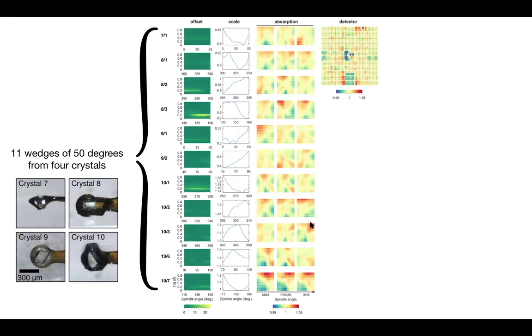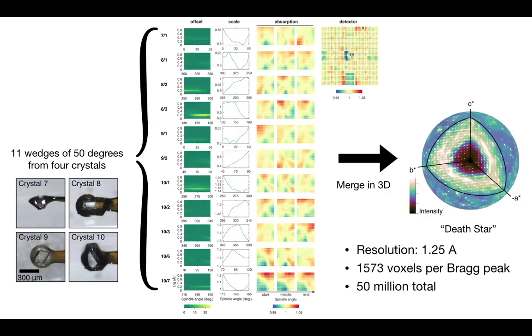Okay, and then we refined the scaling model for all of these, merged in 3D, and we get a 3-dimensional map of diffuse scattering that we affectionately refer to as the Death Star. This map has a resolution of 1.25 angstroms. There are 1,573 voxels around every Bragg peak, so it's quite a detailed map of diffuse scattering, and that results in a fairly large data set of about 50 million voxels in the upper half plane, or upper half hemisphere, I guess.